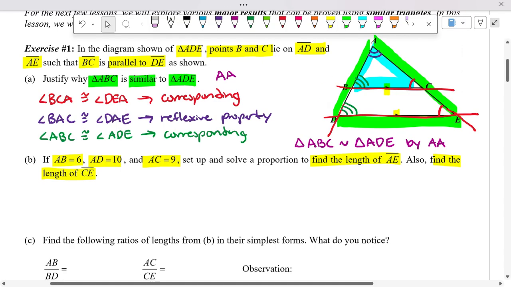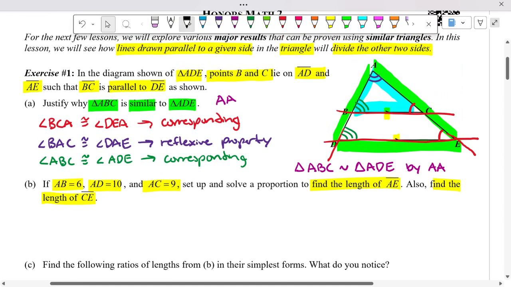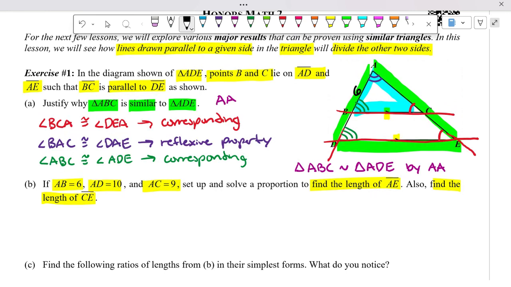So first things first, before I do anything, I'm going to label on my triangle everything that they just gave me. So AB is 6, AD is 10, AC is 9. And they want us to find the length of AE. So let's call that X. And CE, let's call that Y.